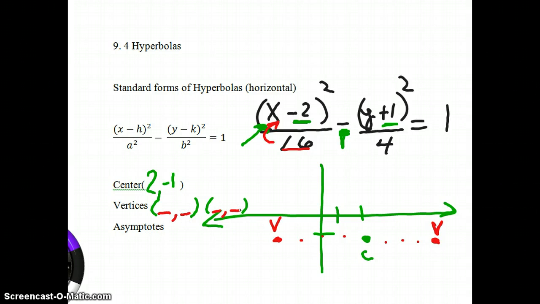And then we'll still go in the y direction, whatever b is. And in this case, it's 2. So we'll go up 2 and down 2. But now this is where it will be a little different. So again, you might see the ellipse in here. If I had an ellipse, this is what our ellipse would look like. But we don't have an ellipse, we have it inside out. So what we're going to do is turn this ellipse inside out to make our hyperbola.